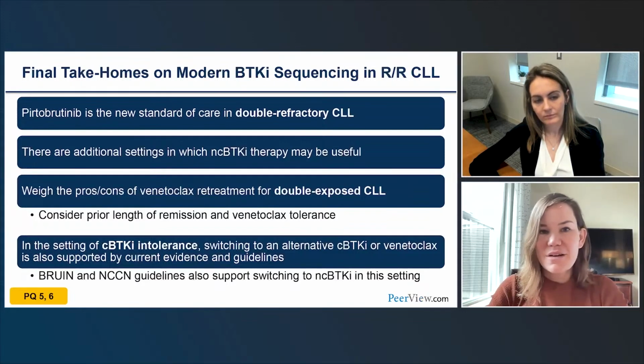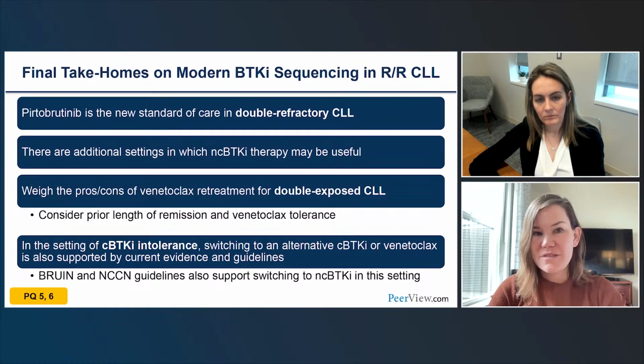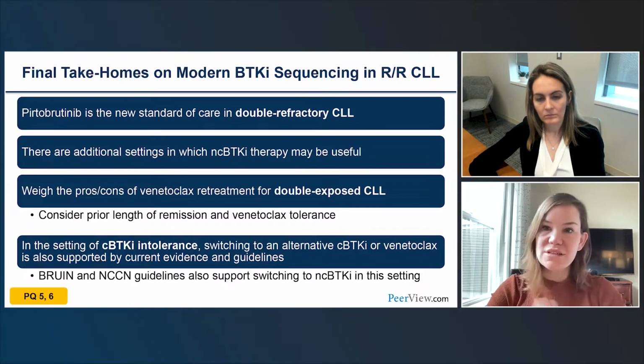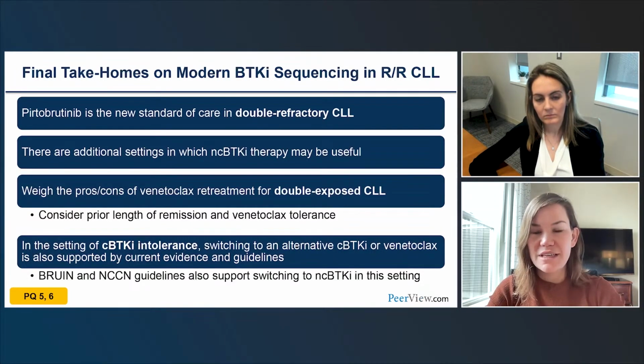So, some final take-home points on our modern BTKI sequencing in relapsed refractory CLL. I do think that pirtobrutinib is very clearly the new standard of care in double refractory CLL. Of course, we need to continue to do more work to understand what double refractory really is. What is that optimal time period where you can reconsider Ven retreatment? There are, of course, these additional settings where pirtobrutinib, as our only approved non-covalent BTKI, may be useful. And so I certainly would also consider its use in double exposed CLL.